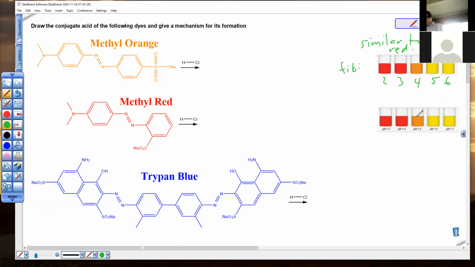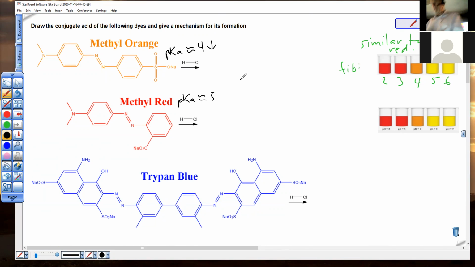But the thing I'm trying to get across here is this changes color at a lower pH than this one, because methyl orange has a lower pKa than methyl red. pKa never goes away, does it? Methyl orange is closer to 4. It's a little lower. And sulfonic acid is a more electron withdrawing group than a carboxylic acid, which would have inductive effects, lowering the pKa. And we want to know what these things look like after they pick up a proton.